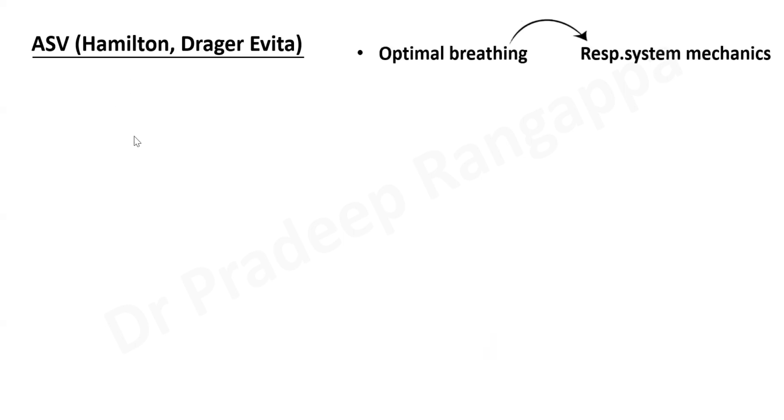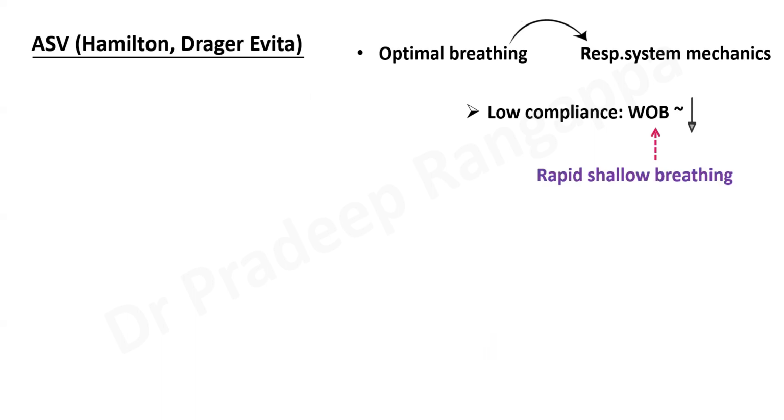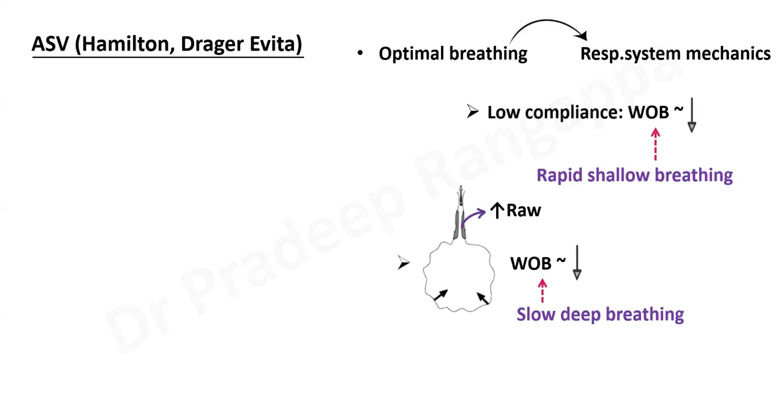What about adaptive support ventilation? In adaptive support ventilation, which is present in Hamilton and Drager Evita, the understanding is that optimal breathing is dependent on respiratory system mechanics. In low compliance, like ARDS, your work of breathing is reduced as a response by rapid shallow breathing, because ARDS patients breathe rapidly and shallow. That is the pattern of breathing. And in airway resistance, like a COPD patient, your work of breathing has to be reduced by slow deep breathing because you need to prolong your expiration. So this is your natural response to these problems.